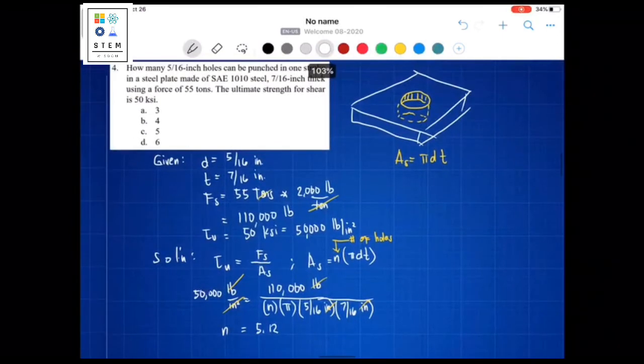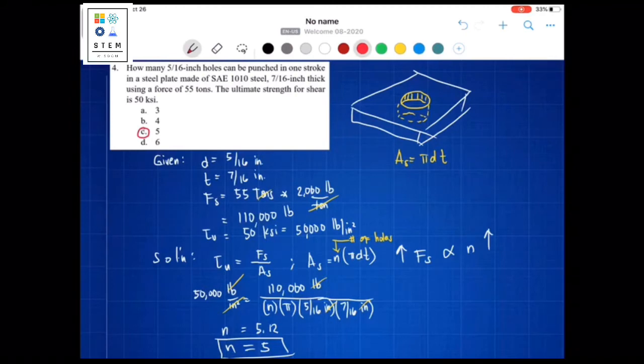5.12. Okay, so take note from this relation, you can see na yung shear force mo is directly proportional sa number of holes na bubutasin. Meaning to say, mas maraming holes, mas mataas na shear force yung kailangan. Ibig sabihin, yung defined na value ng shear force mo na 110,000 pounds or 55 tons, ang kaya niya lang butasin 5.12. Meaning to say, pag tinaas mo pa, say 6, kailangan mo na ng mas mataas na shear force. Okay? So, ibig sabihin, ang sagot natin dito ay round down. So, i-round down natin yung 5.12. So, the answer is use N. So, ibig sabihin, ang sagot natin dito is N equal to 5 holes only. Okay? So, letter C.